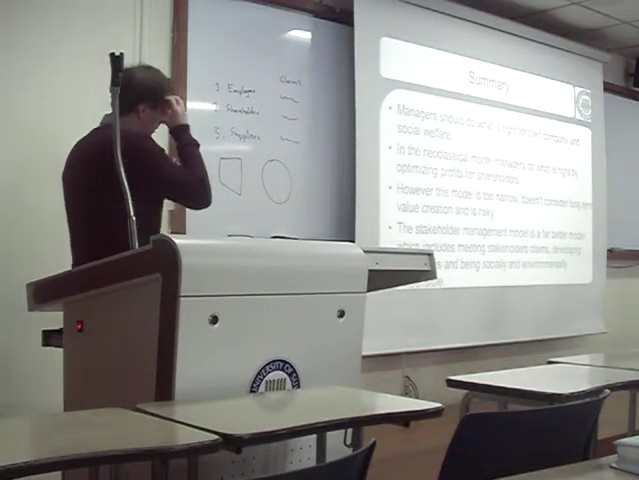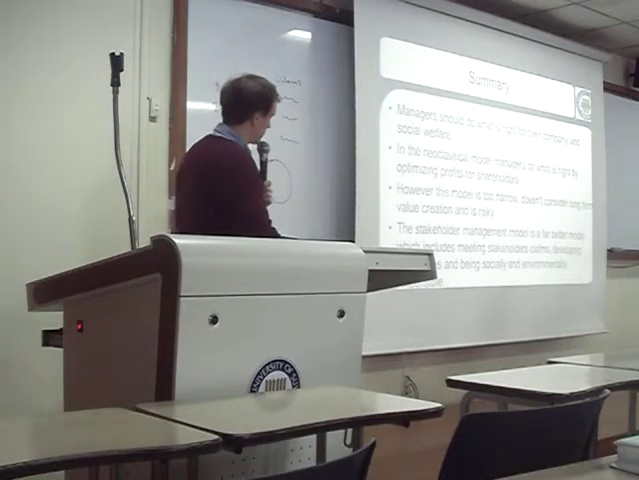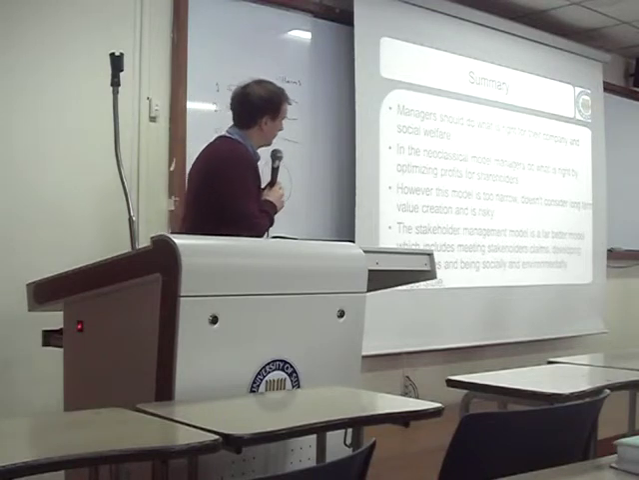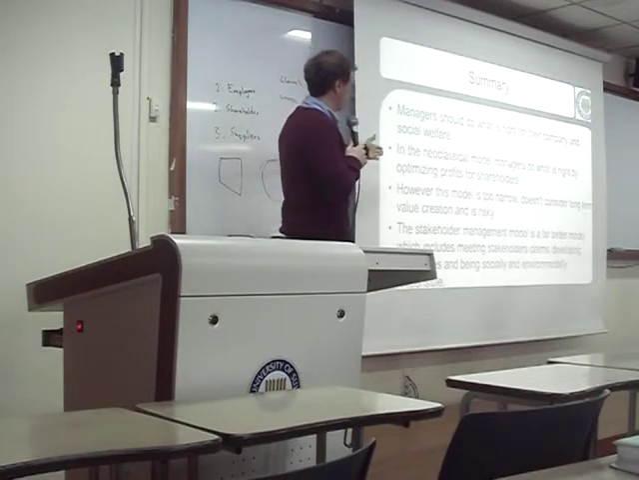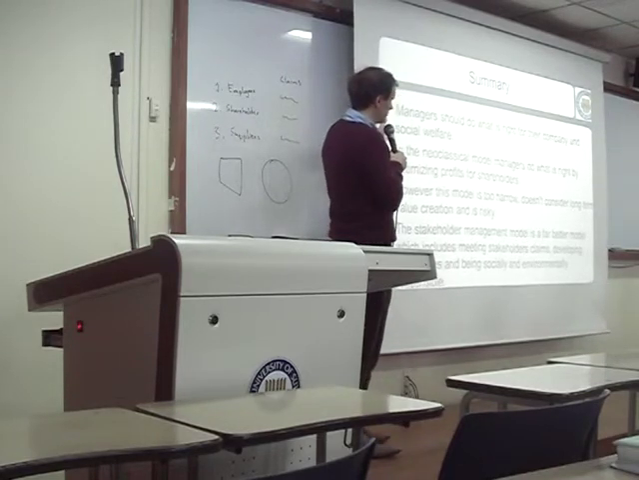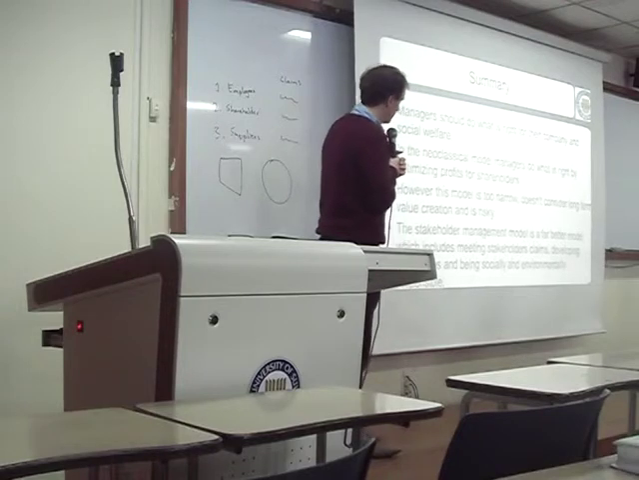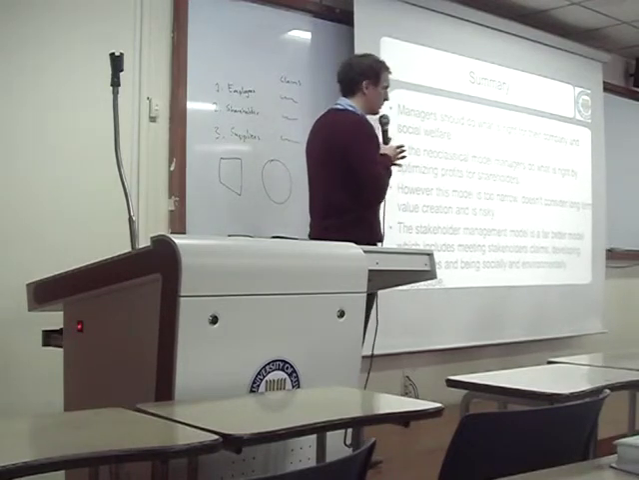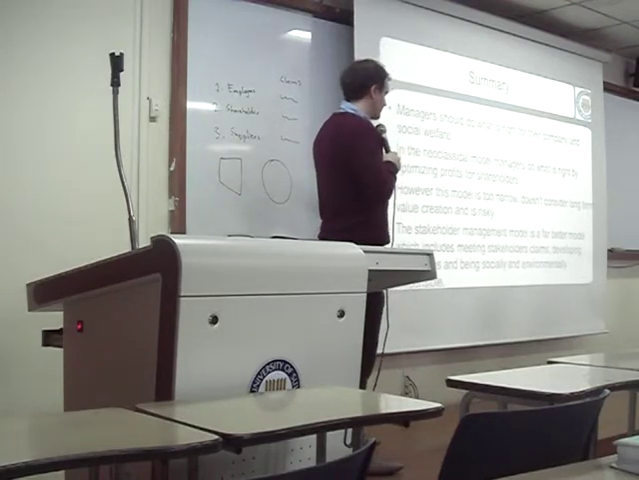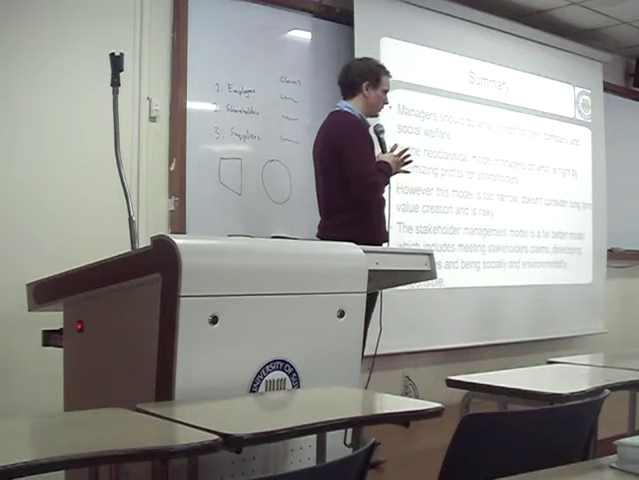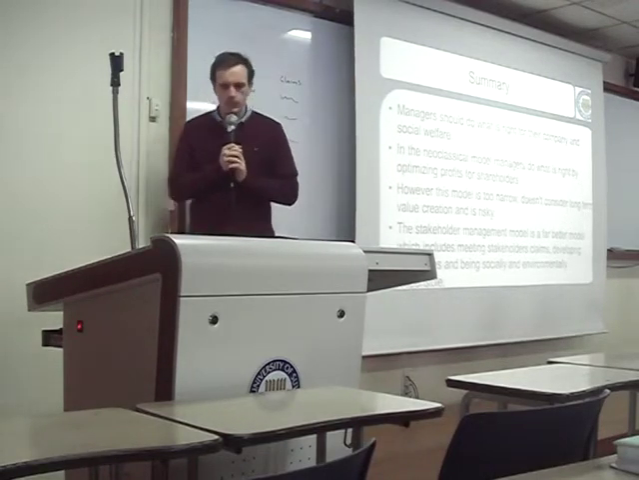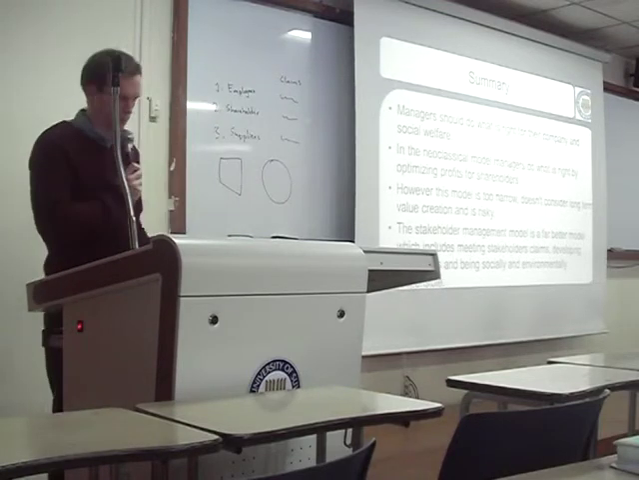So to sum up, managers should do what is right for their company and social welfare. Okay? In the neoclassical model, managers do what is right by optimizing profits for shareholders. So they think by optimizing profits for shareholders, we're also causing social welfare. However, this model is very narrow. It doesn't consider the long-term value and is quite risky. The stakeholder management model is a far better model. It includes stakeholders' claims, developing capabilities, and also being socially and environmentally responsible.